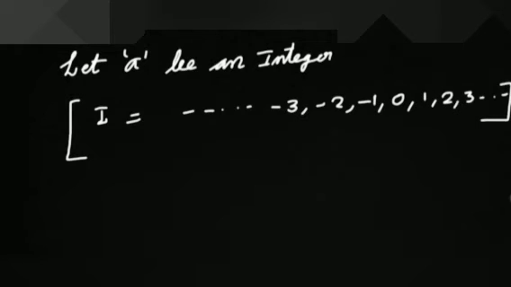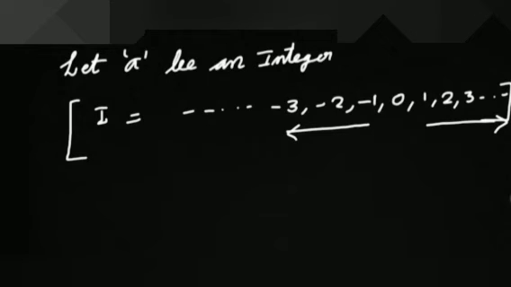These are integers. Negative integers, 0 and positive integers. It has no beginning. Integers have no beginning and no end, isn't it? Yeah, these are integers. So let A be an integer means A can be any one of these integers. Understood? Let A be an integer means A can be any one of these numbers.